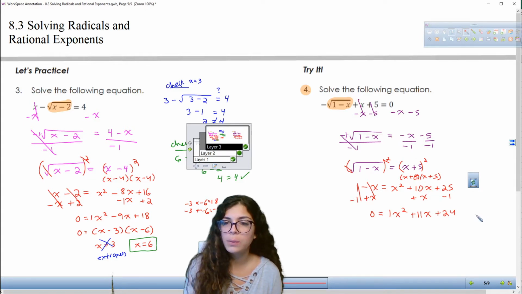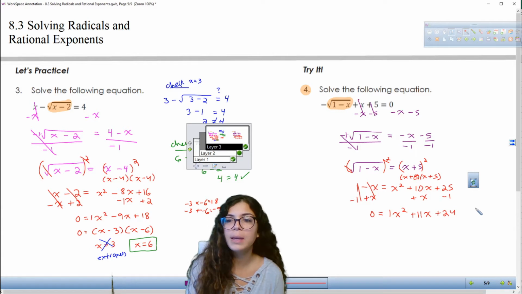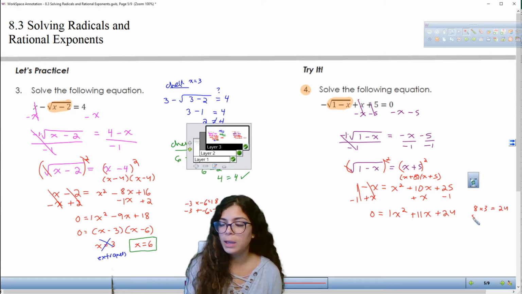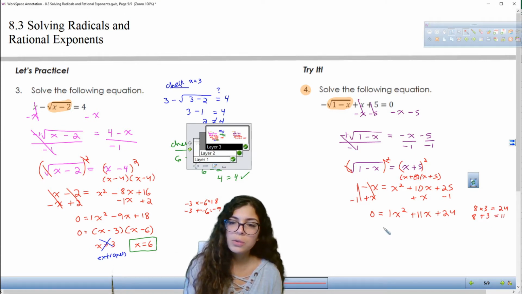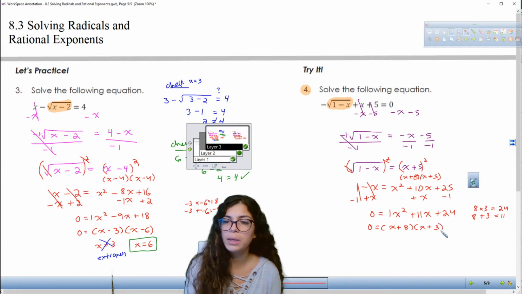6 times 4 would... 6 and 4 add to 10. 8 times 3. Yep, 8 times 3 multiplies to 24. 8 plus 3 adds to 11. So this will factor into x plus 8 times x plus 3.